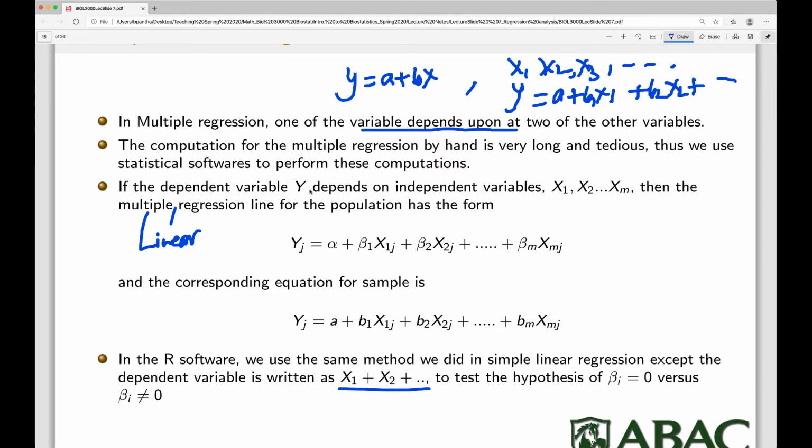If the dependent variable y depends on independent variables x1, x2 up through xm, then the multiple linear regression line for the population has this form. This is for the population, right? And this is for the sample.